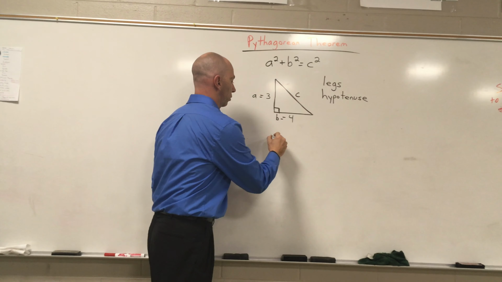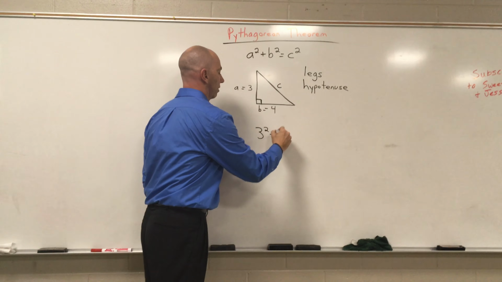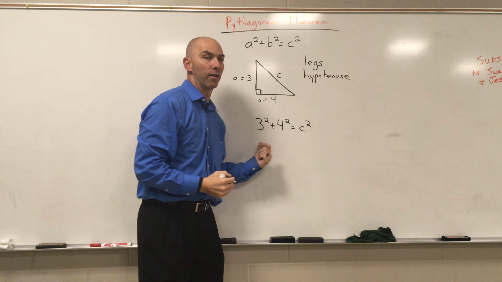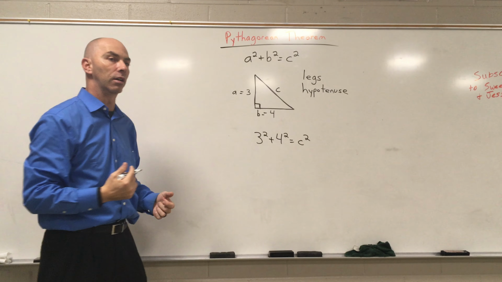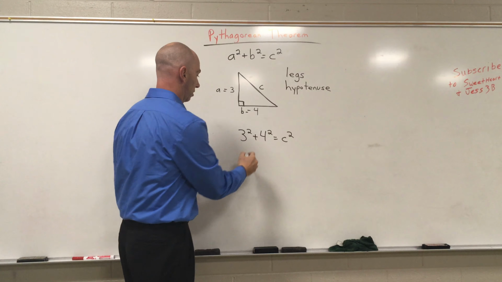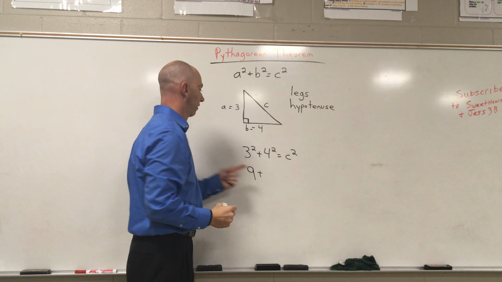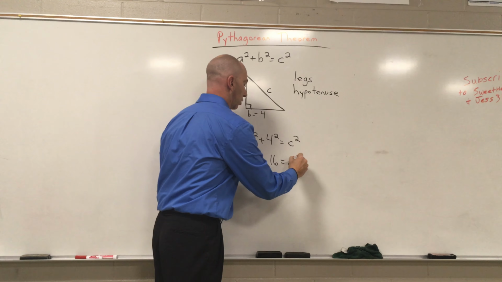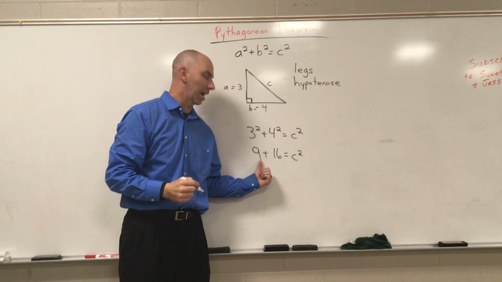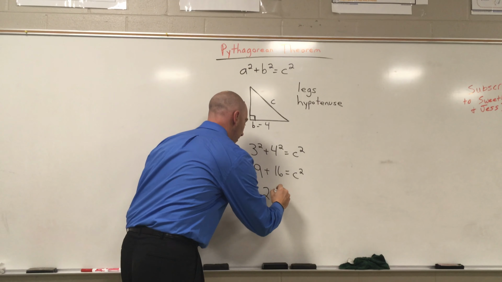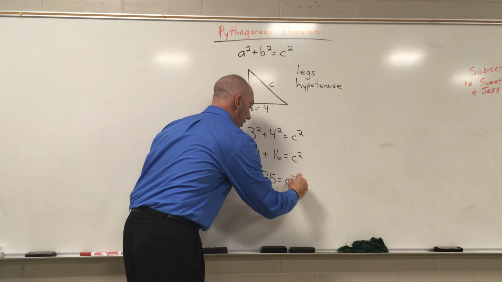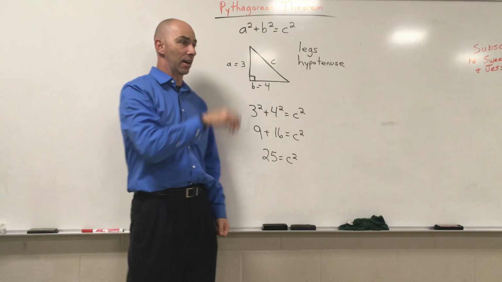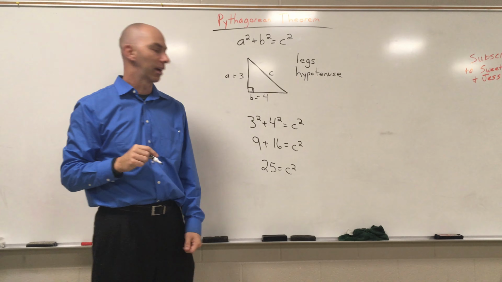3 squared plus 4 squared equals c squared. I know you already know what this is, but I'm going to rewrite it. We have to solve 3 squared first. 3 squared is 9. 4 squared is 16. 9 plus 16 is 25, equals c squared. But that's not what we want, because we want to know what c is, not what c squared is. We have to find the square root. Not divide, find the square root.